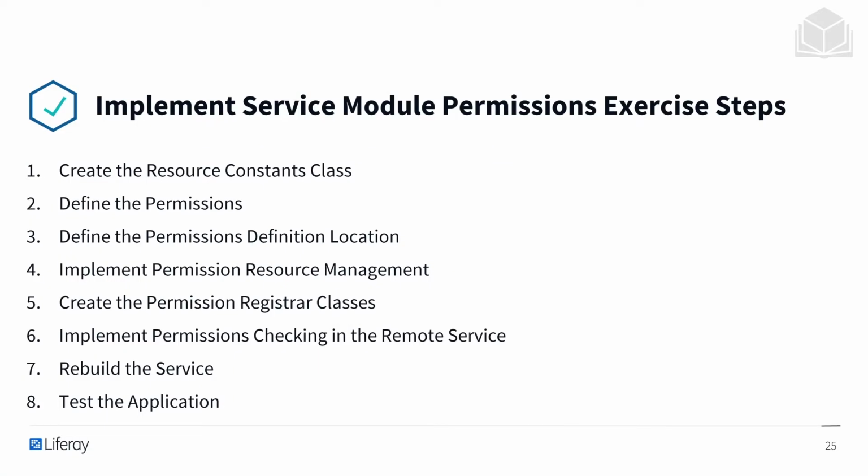We'll do this by creating the resource constants class, defining its permissions, defining the location where we want that permissions definition. We'll implement a permission resource management, create some permission registrar classes, implement permissions checking in the remote service, rebuild the service, and finally test out the application.